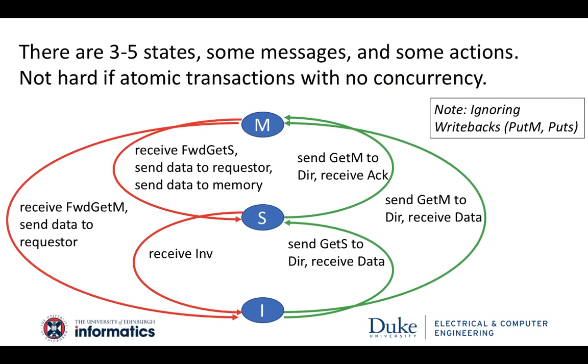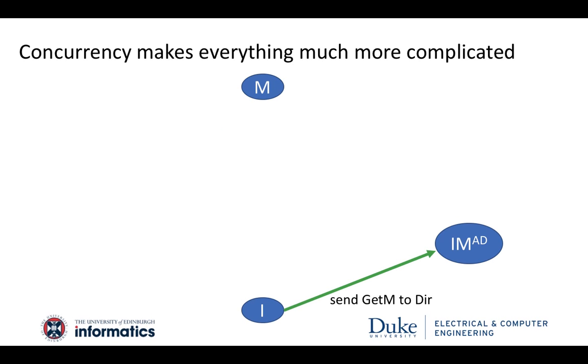Coherence can look misleadingly simple when you first see it in a textbook. There are 3 to 5 coherence states and intuitive transitions between these states. What's so difficult? It's difficult because of concurrency. Those simple state transition diagrams are for protocols with atomic transactions, but transactions aren't atomic in real systems.